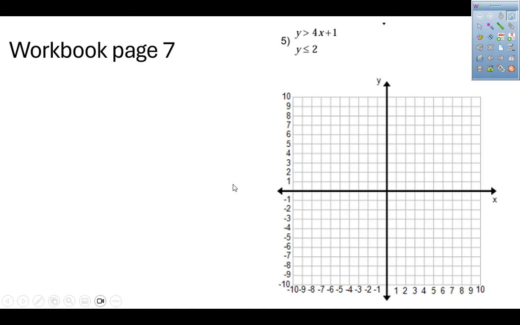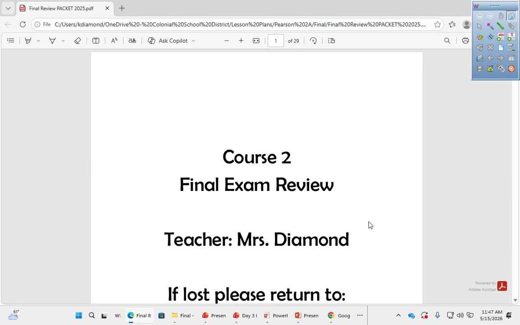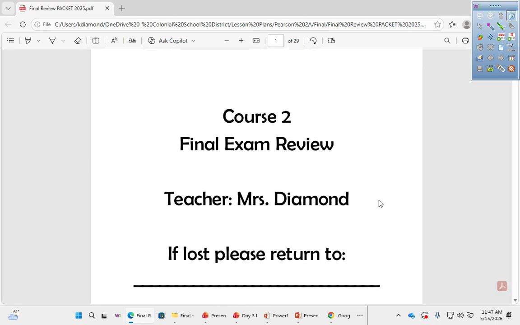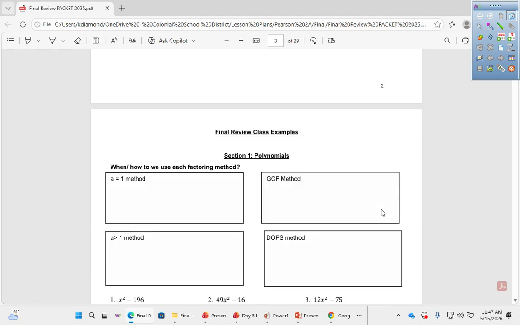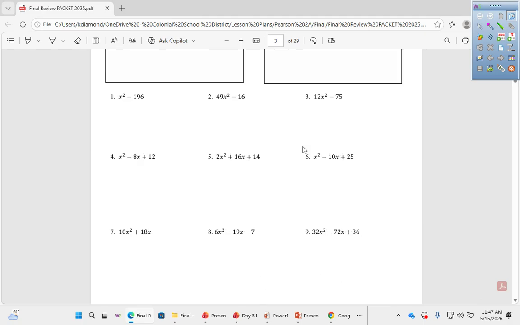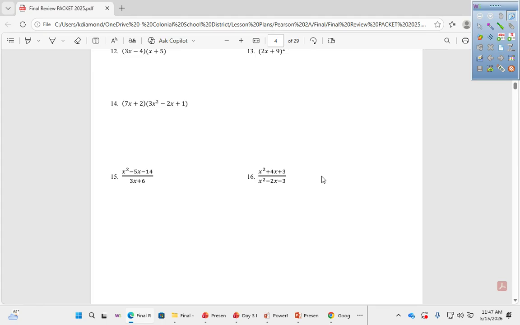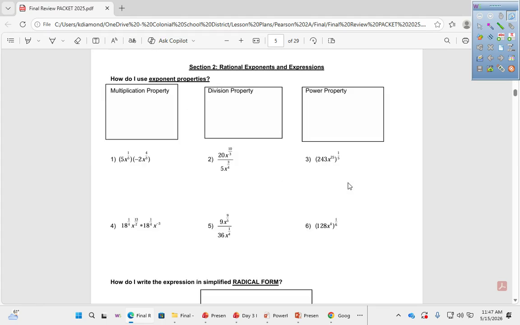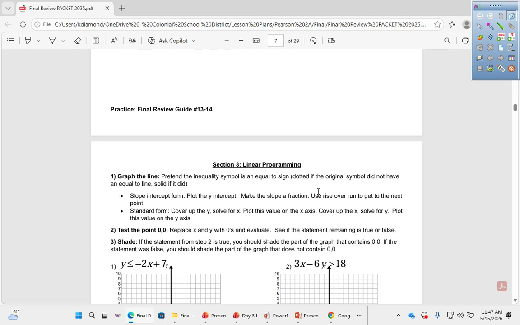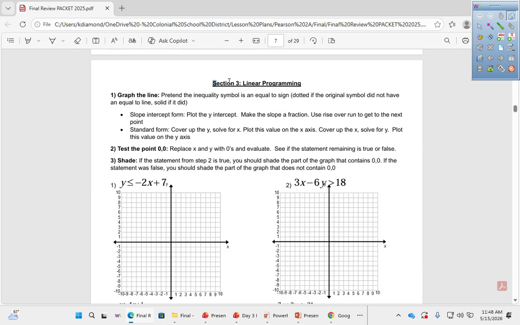So in terms of your workbook, the examples that I'm going to do are on page 7. For some reason, your workbook didn't pick up on the page numbers. So when I say page 7, the front cover would be considered 1, the back cover is considered 2. Then you'll have polynomials, that's 3 and 4. And then you'll see rational exponents and expressions, that's 5 and 6. So 7 will say linear programming.